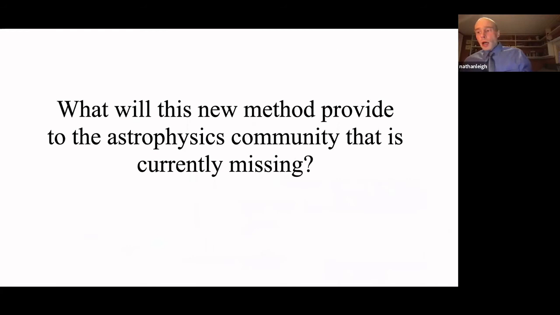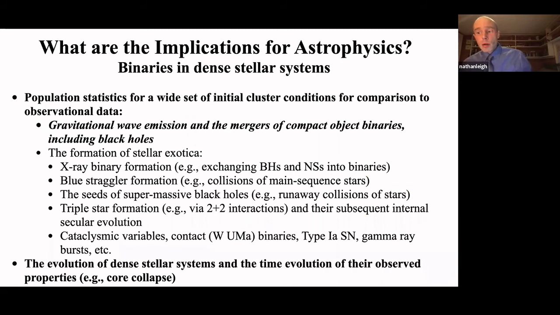So before showing the results of our method, I'd like to briefly motivate it by discussing what the goals are and what we hope to obtain from it. So what can we do with our analytic model? One thing we can do with our formalism is to predict rates for black hole mergers in dense stellar environments due to the dynamical formation channel. So we get population statistics for a wide set of initial cluster conditions for comparison to observational data.